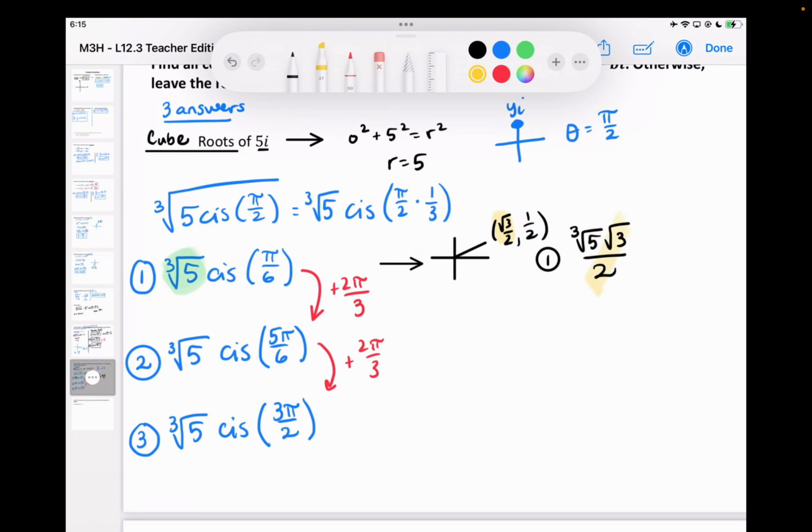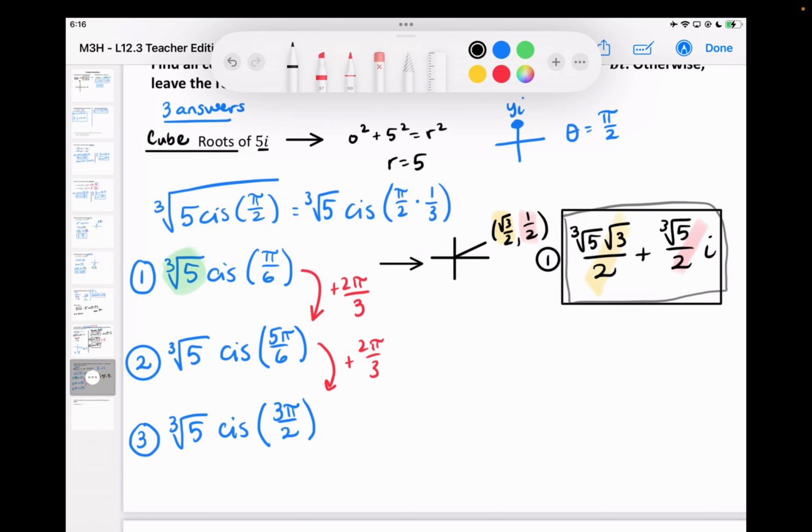In fact, let me just highlight the coordinate. And then plus cube root of 5 over 2i. Remember, this is the imaginary part. And this 1/2, I'm multiplying by a 1, so that's why I didn't write the 1. That one is now converted. Okay, let's go to the second one.